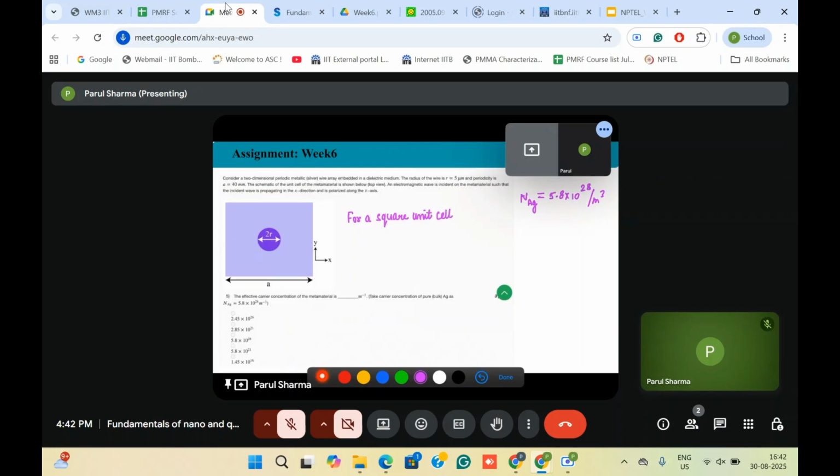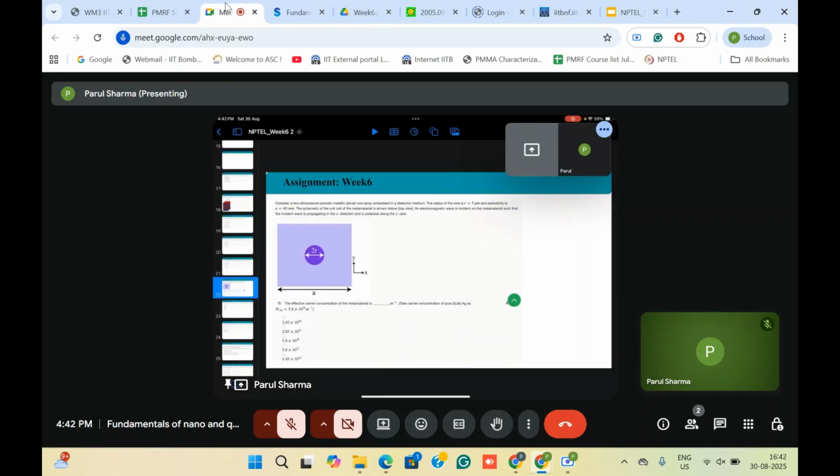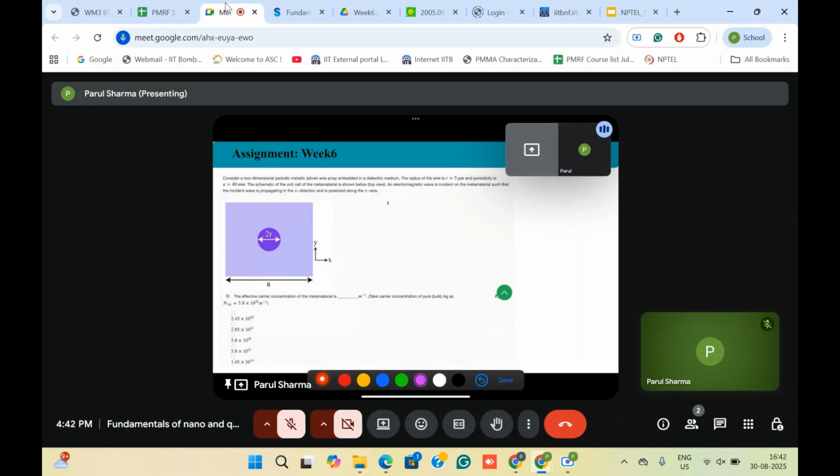For a square unit, fill fraction. So the area of the circle is pi r squared and the area of the square is a squared. So this is the fill fraction. So the r is equal to 5 micrometer.